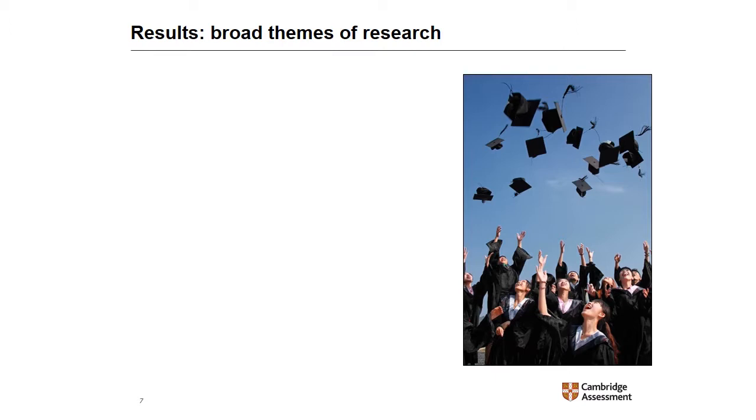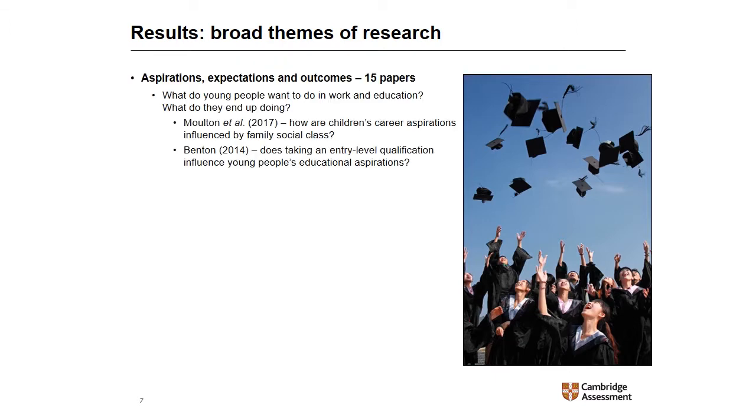And I identified 7, the first of which was aspirations, expectations, and outcomes. So these are papers asking things like, what do young people want to do in work and education? And then what do they actually go on to end up doing? And just as a couple of examples of the types of paper in this category, I've got Moulton et al., who looked at how children's career aspirations were influenced by family social class. And Benton looked at whether taking entry-level qualifications influenced young people's aspirations, influenced what they wanted to do.